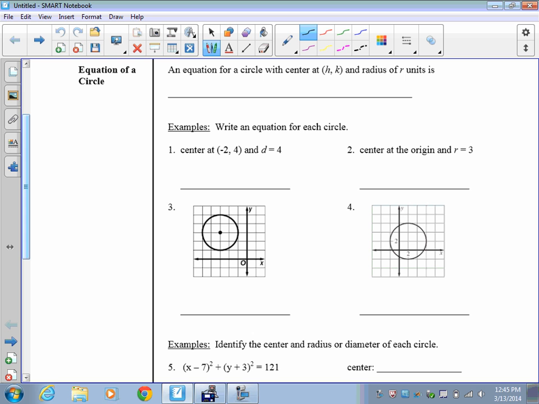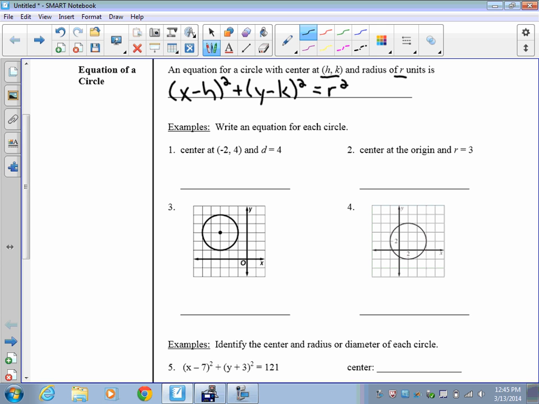So the equation of a circle with center (h, k) and a radius of r is (x - h) squared plus (y - k) squared is equal to r squared. Like I said, I think the easiest thing for us to do is some examples to see what we mean by this. All we really need to do is plug in h, k, and r.